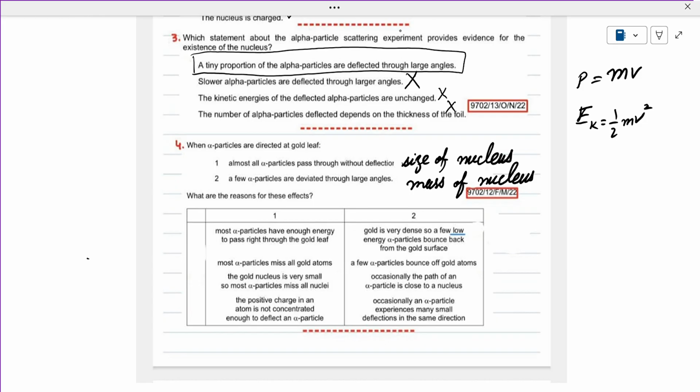Most of the particles miss the gold foil. No? Okay, here we can see that the gold nucleus is very small, so that most of the particles miss all the nuclei. See, this is true. Occasionally the path of an alpha particle is close to the nucleus. It means that they are basically representing the size and the mass of the nucleus.